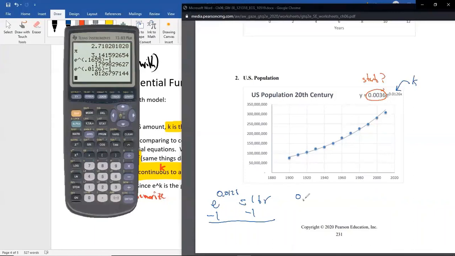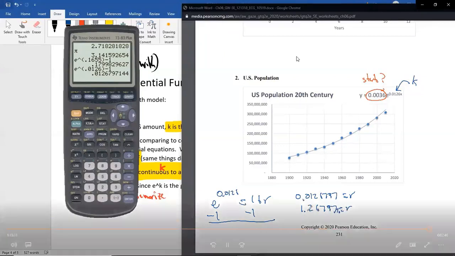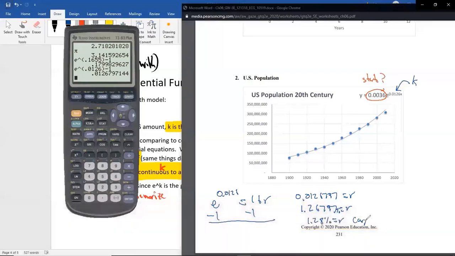So R is 0.01267797. Let's move that decimal right twice, so it's 1.26797. And that's our percent, but we want to round this to 2 decimal places, which is 1.28%. That's our effective rate, which we're also calling an APR here.